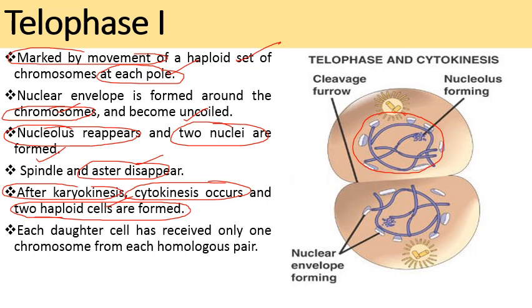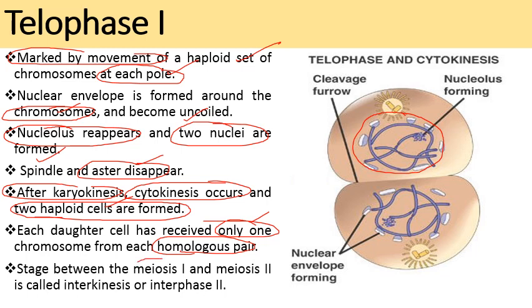Each daughter cell has received only one chromosome from each homologous pair. So from one homologous pair, one daughter cell has received only one chromosome. And this movement of chromosome is independent, or we can say this results in independent assortment, which also brings the variations.